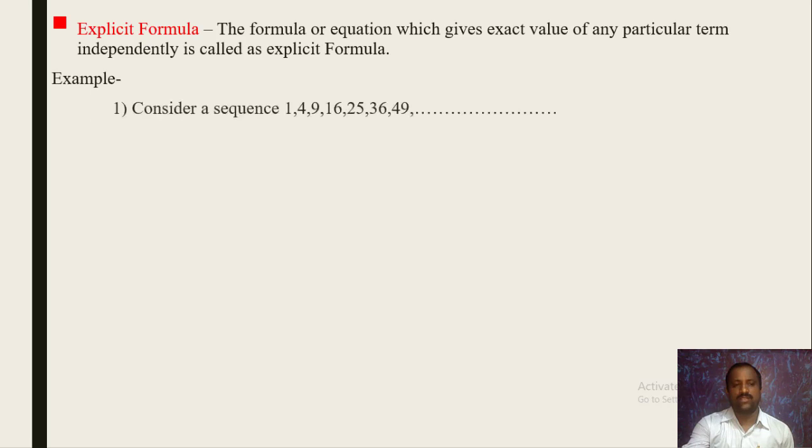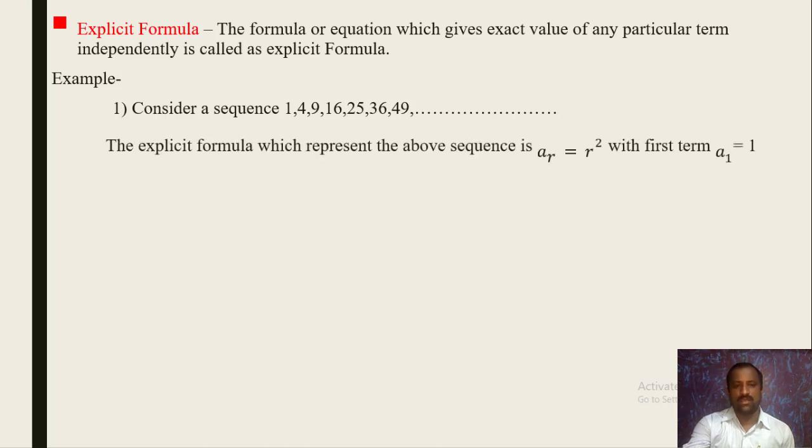For example, if we consider one sequence, that is 1, 4, 9, 16, 25, 36, 49 and so on. If you observe this particular sequence, and if we want in general the rth term of this sequence, then what is that rth term? First of all, we have to observe the sequence. We observe that this is nothing but the sequence of squares of the natural numbers, in which the first term is 1 square equal to 1, 2 square equal to 4, 3 square equal to 9 and so on. That is, if we want the 10th term of that sequence, then that 10th term is given by 10 square, that is equal to 100.